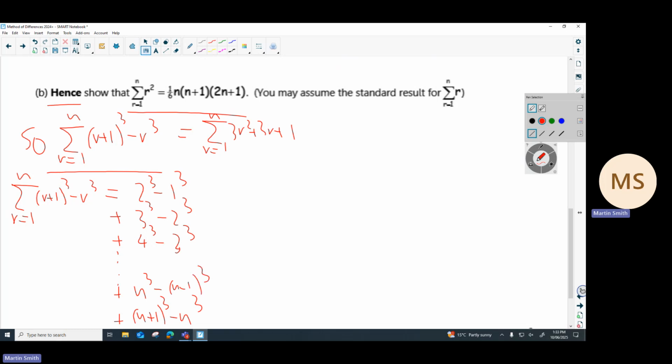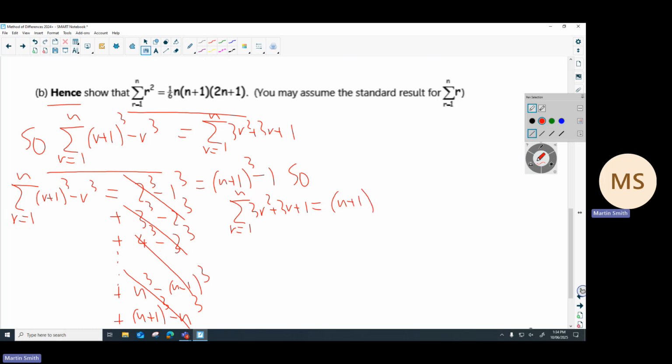Now, loads of things will cancel out. Those will cancel out. All of these will cancel out. So that will give me (n+1) cubed minus 1 cubed, and 1 cubed is 1. That's all we're left with there. So what we now know is the following: that the sum from r = 1 to n of 3r squared plus 3r plus 1 must be equal to the sum on the other side, which is (n+1) cubed minus 1.